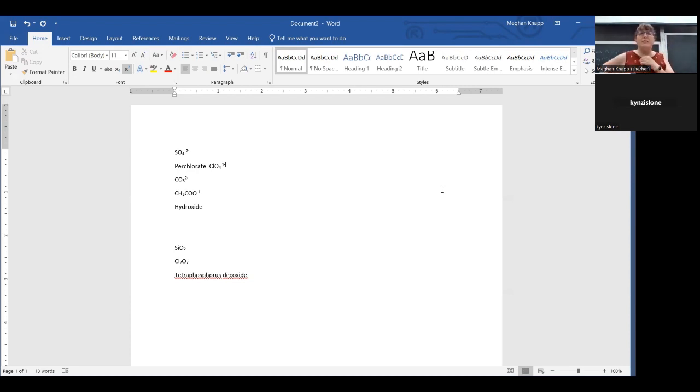Cl2O7. How would we name that one? Dichlorine, 2 chlorines, hepta for the 7, but we drop the A, so heptoxide. Now, if you leave the A in there, I'm not going to count it off. Sometimes people actually say it with the A in there. I sometimes say it with the A in there. I'm not that nitpicky, but hepta is what we use for 7.